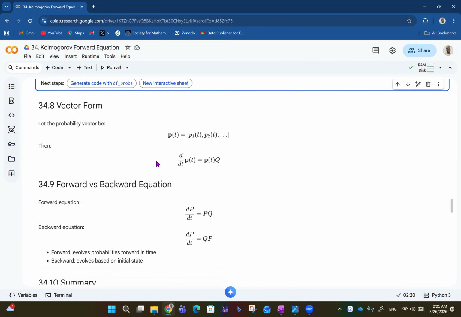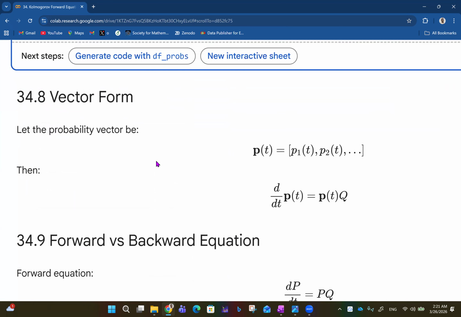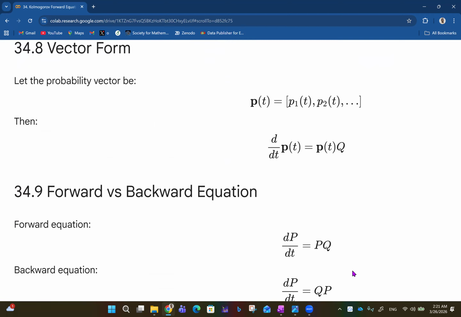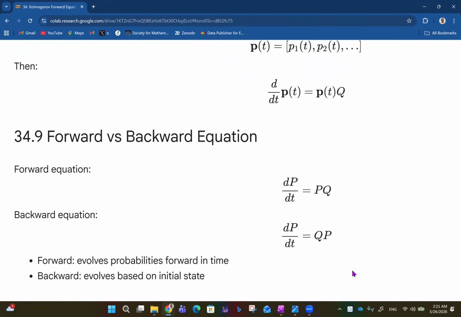So in vector form now, we have all of that to be this. Let the probability vector be p(t) equals p1(t), p2(t), and so on. Then d/dt of p(t) is p(t)Q, for the Kolmogorov forward equation. And like I was saying the other time, forward versus backward equation.